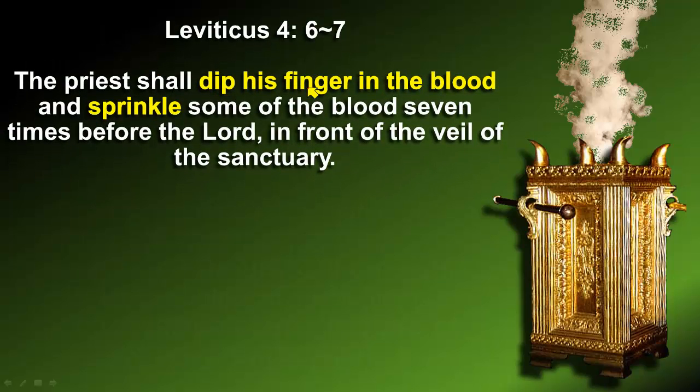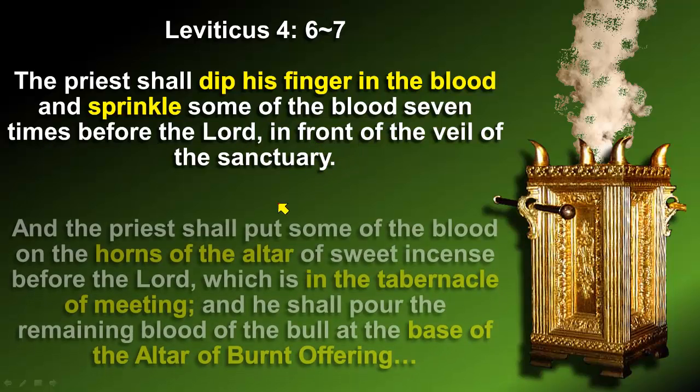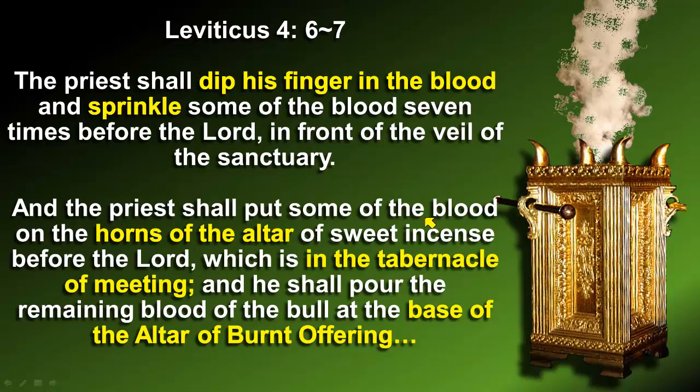So the high priest would dip his finger in the blood and sprinkle some of the blood 7 times before the Lord in front of the veil of the sanctuary. And the priest would put some of the blood on the horns of the altar of sweet incense before the Lord, which is in the tabernacle of meeting, and he shall pour the remainder of the blood of the bull at the base of the altar of burnt offering. So this was used in that service.